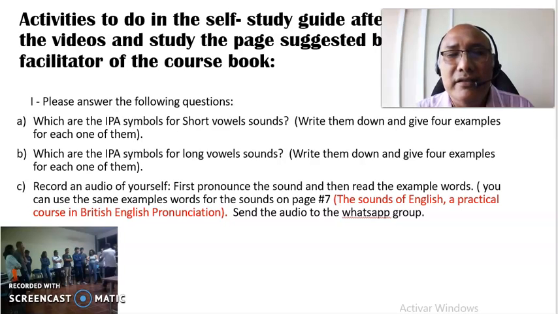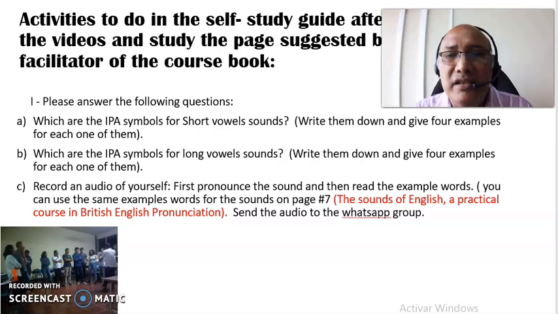So as activity, you have number 1, you have to answer the following questions. A, which are the IPA symbols for short vowel sounds? You have to write them down and give 4 examples for each sound. Okay. B, which are the International Phonetic Alphabet symbols for long vowel sounds? And also you have to write down examples of each sound.